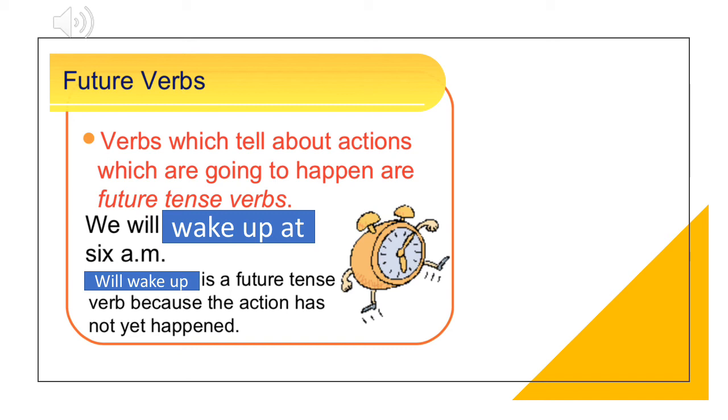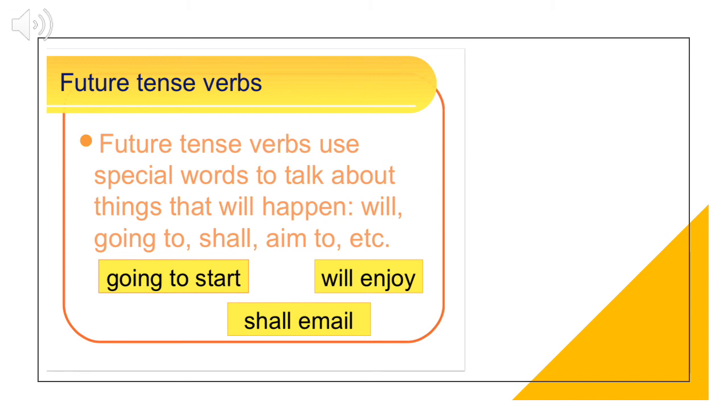Future tense verbs. These are verbs which tell us about actions which are going to happen. We will wake up at 6 a.m. Will wake up is a future tense because the action has not yet happened. Future tense verbs use special words to talk about things that will happen. Will, going to, shall, aim to. Okay, examples are going to start the car, will enjoy, shall we email.